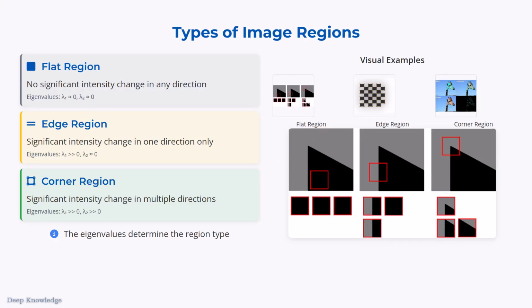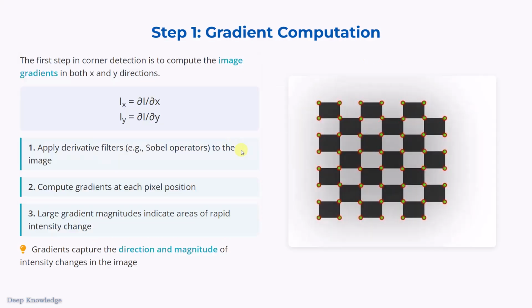Now we have three types of image regions. The flat region, where there is no significant change in intensity in any direction. For the edge, the intensity changes in only one direction, this or this. And for the corner, it changes in at least two directions, like this and this.